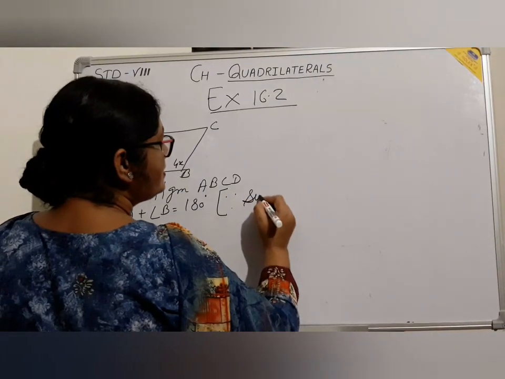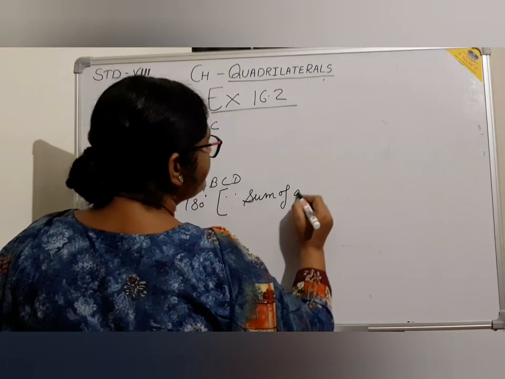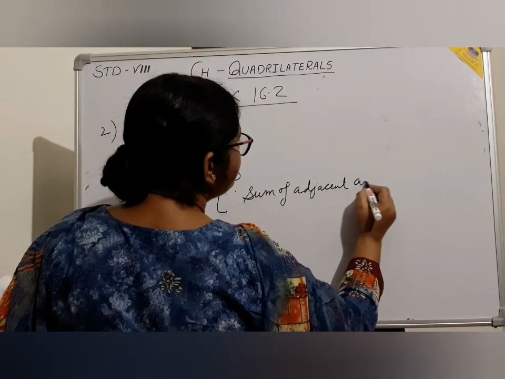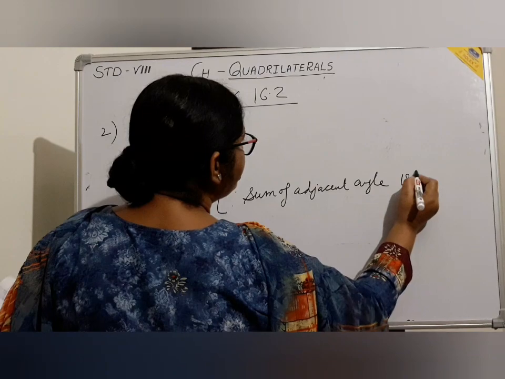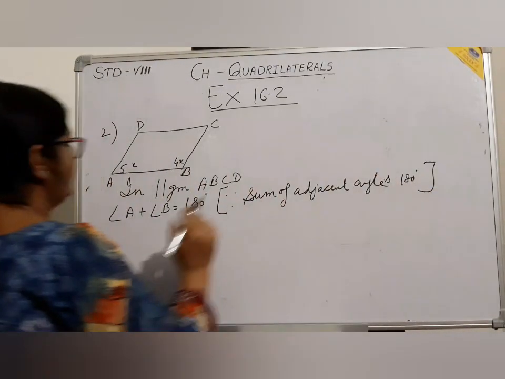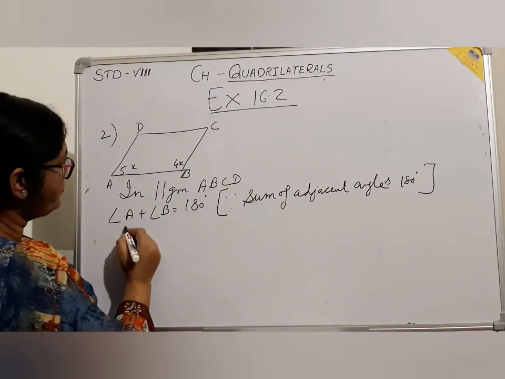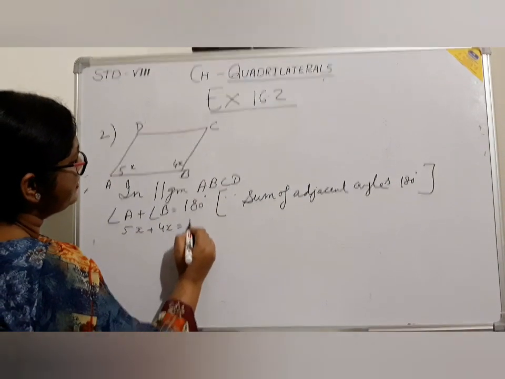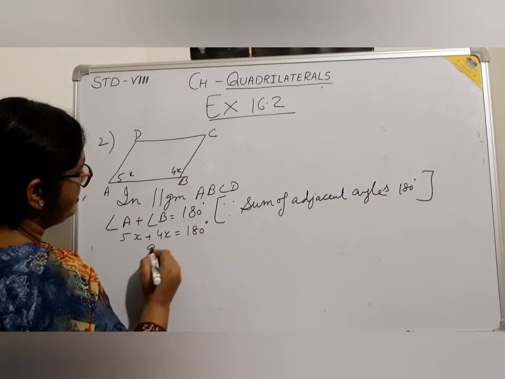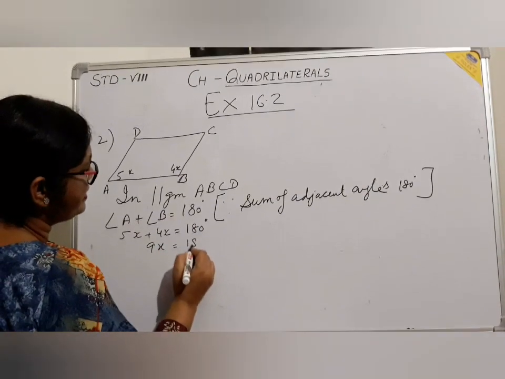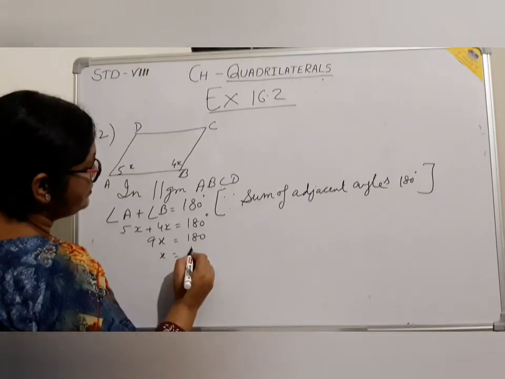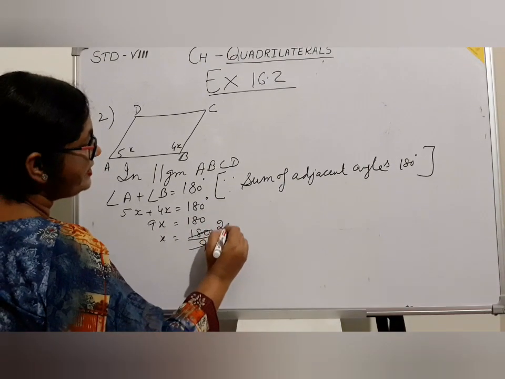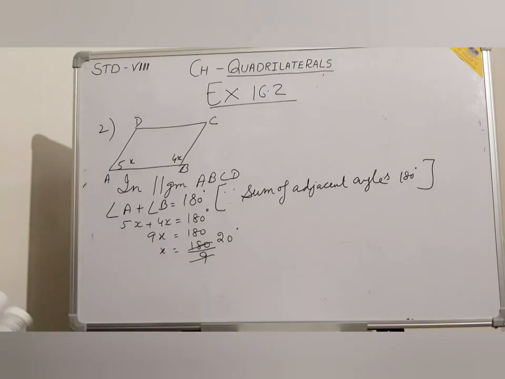Because the sum of adjacent angles is 180 degrees. Now angle A is equal to 5x and B is equal to 4x, sum 180 degrees. 9x is equal to 180 degrees and x is equal to 180 over 9, 20 degrees. X is equal to 20 degrees.